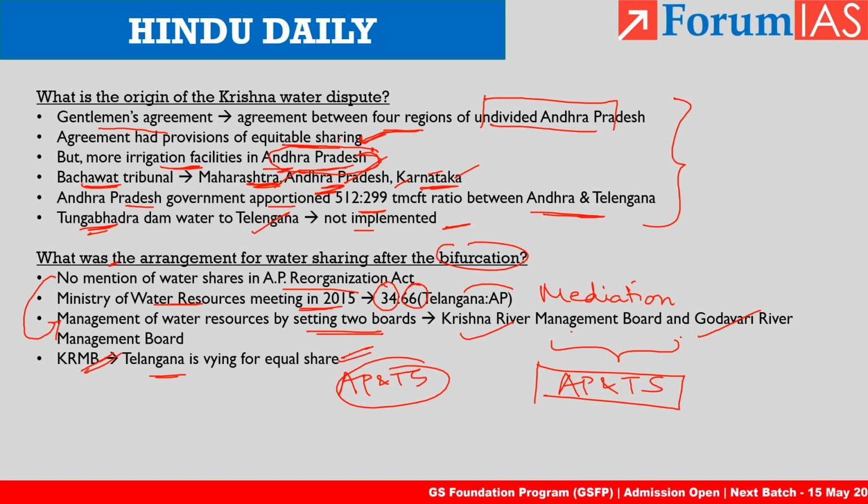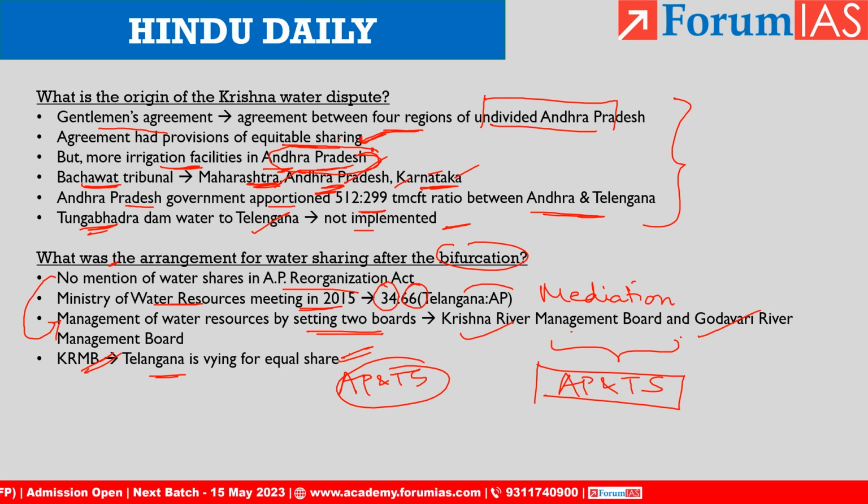So, that is the current status of the dispute, and the court case that was pending in the Supreme Court was also withdrawn by the Telangana government. Now, it is up to the respective state governments and the central government to reach an amicable agreement. So, that is the current status.